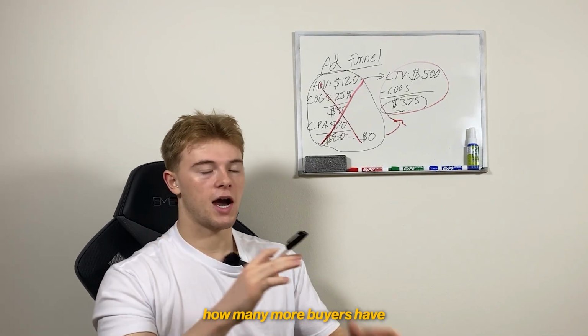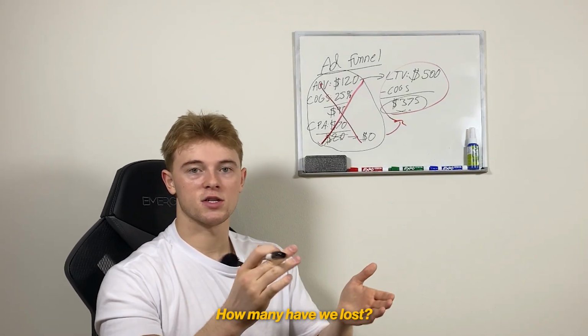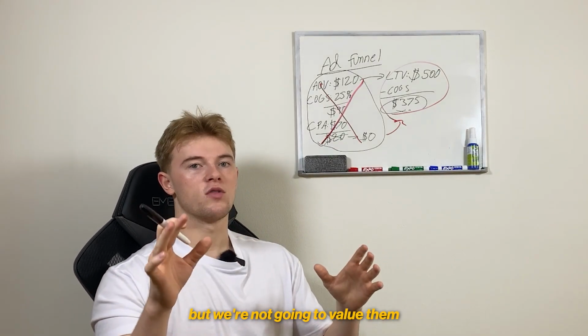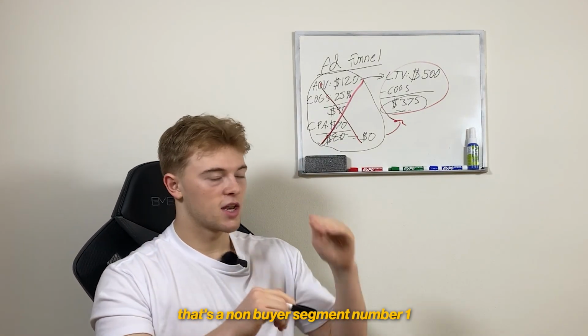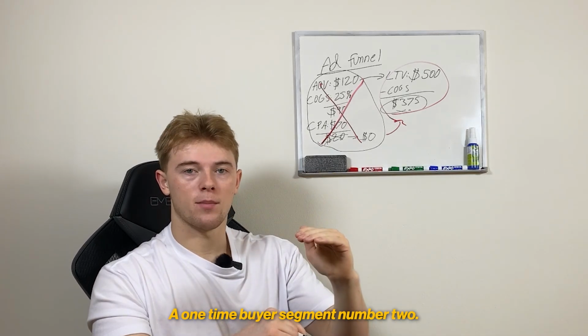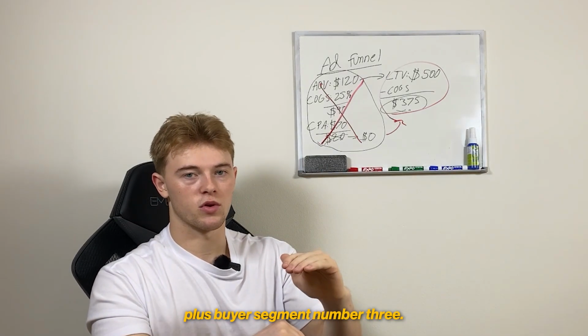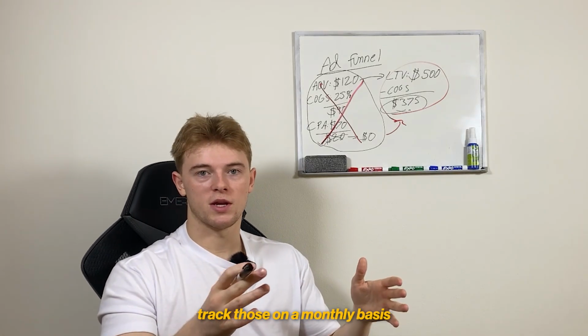We're not just tracking the entire list growth, we're tracking the growth of each of those individual segments. Because we want to see how many more buyers we have added to the list, how many we have lost. And then of course, we don't want to forget about the non-buyers, but we're not going to value them as much as the buyers. So again, that's a non-buyer segment number 1, a one-time buyer segment number 2, and then a 2-time plus buyer segment number 3. Pull out a spreadsheet, track those on a monthly basis, and watch how they change.